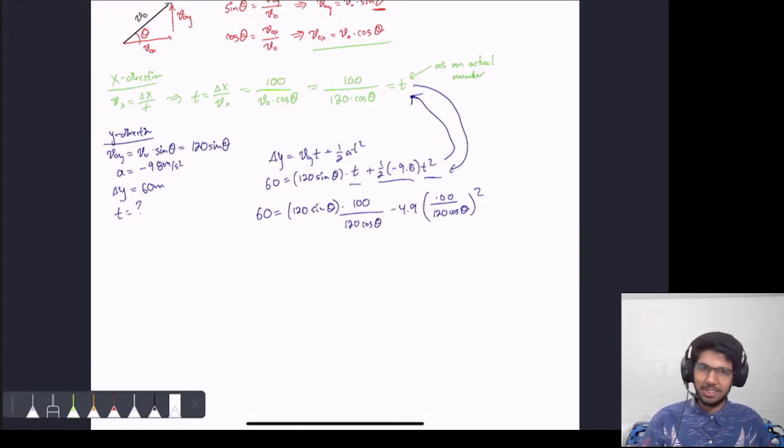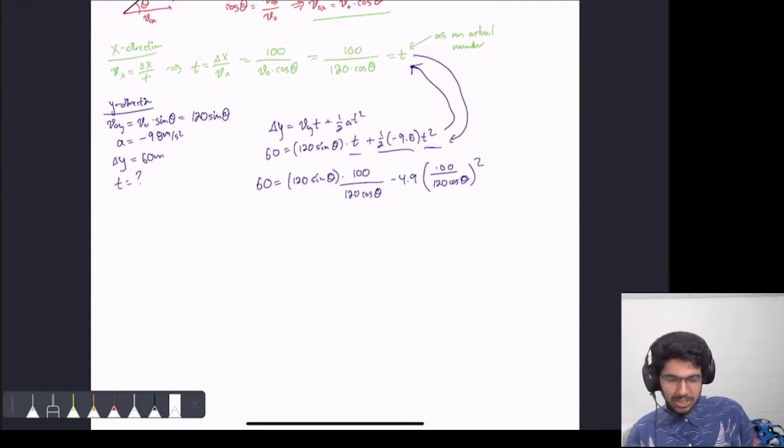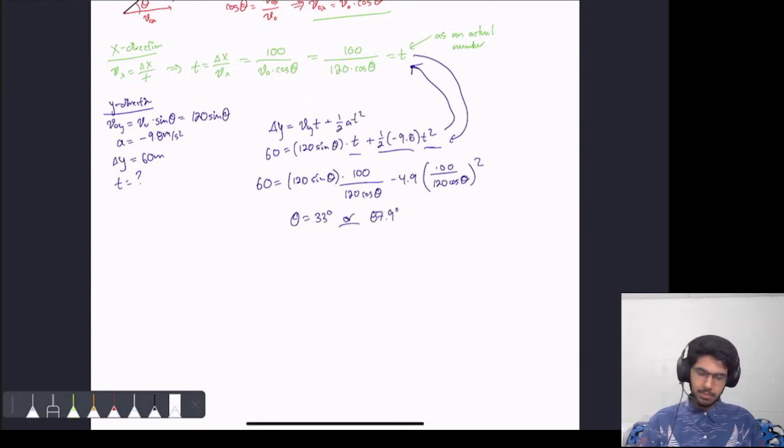And I won't go through the algebra because that would take quite a bit of time. So we can just use the calculator and we should get that theta equals 33 degrees or 87.9 degrees. So there are 2 solutions, and this is fine in this case, that we can have 2 solutions for theta. This just comes down to a couple of things. It comes down to the curve being symmetric.